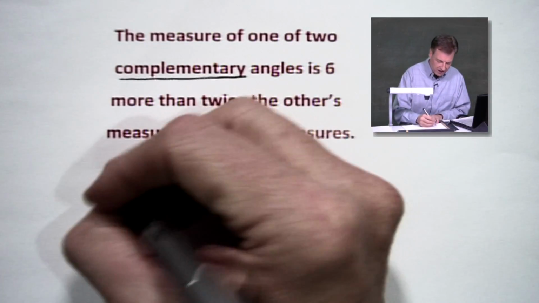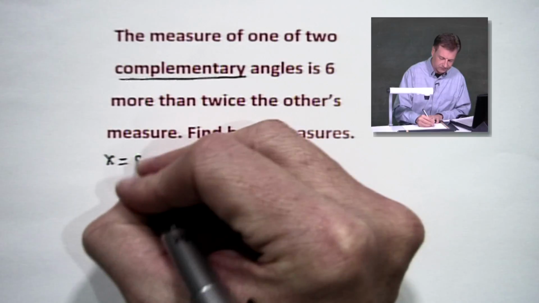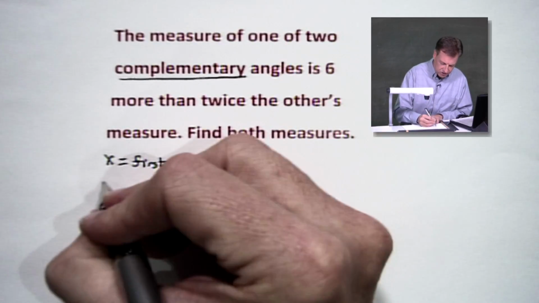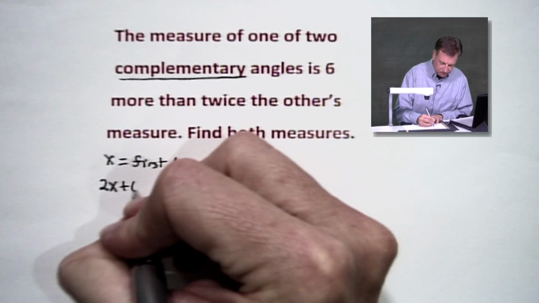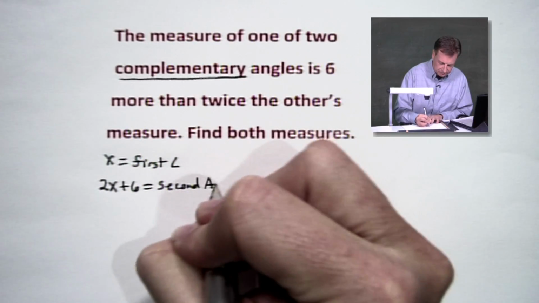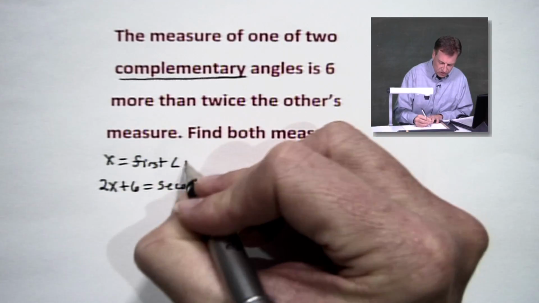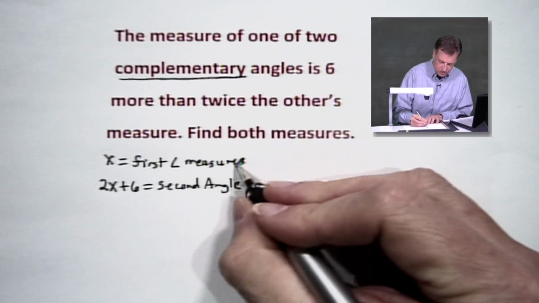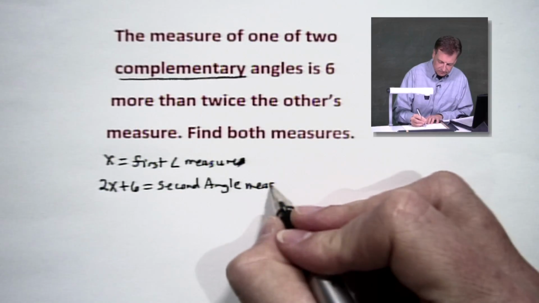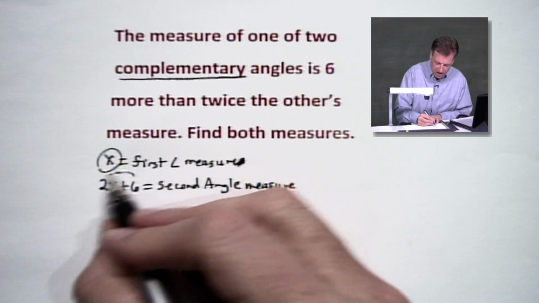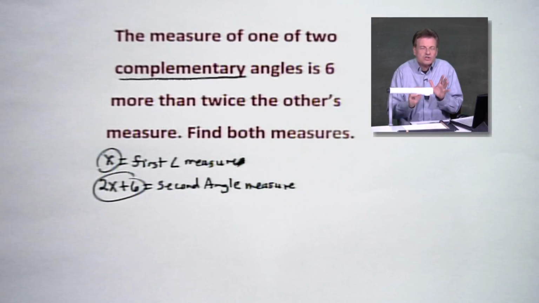size. So we're going to let x be our first angle. And the other one is going to be 2x plus 6. That's going to give our second angle. And by the way, these are measures, all right? So both of these are measures. And the idea is that both of these, x and 2x plus 6, are supposed to do what? They're going to add up to 90.